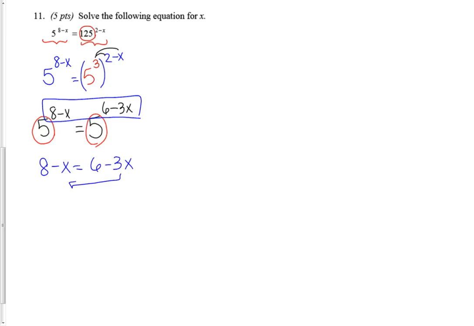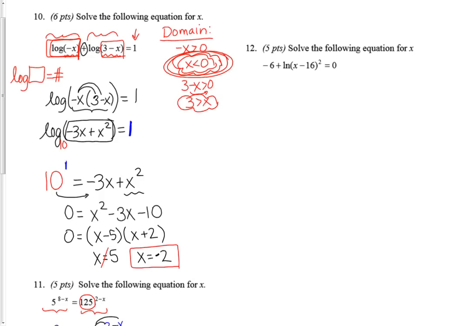I'm going to move my 3x over to the right by adding it, because I like my x's to be positive, and negative x plus 3x is positive 2x. I'm also going to move my positive 8 over to the right by subtracting it, and 6 minus 8 is negative 2. Last step would be to get the x all the way by itself, so I will divide both sides by 2, and I'll have x equals negative 1. It's an exponential, so I don't have to plug my answer back in and check, but if I did, x equals negative 1 will work.